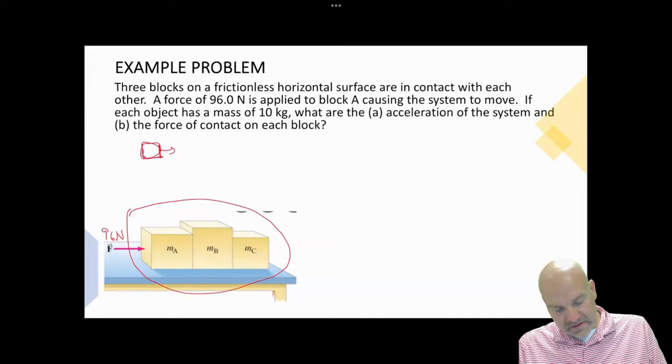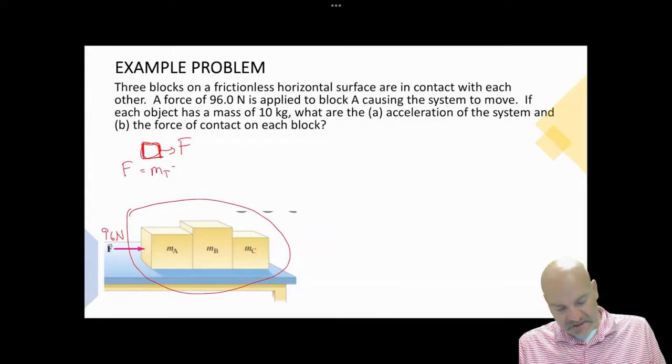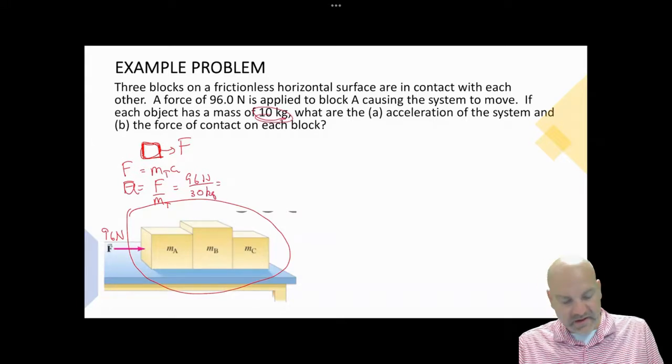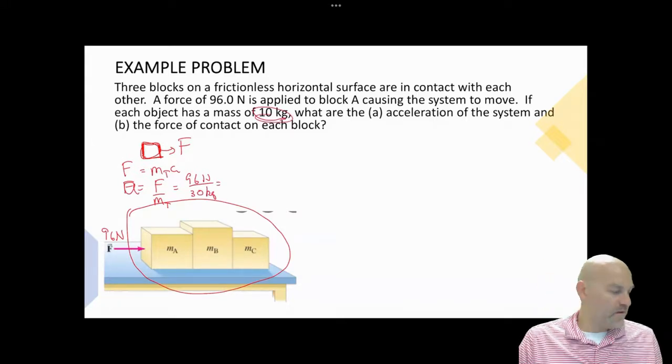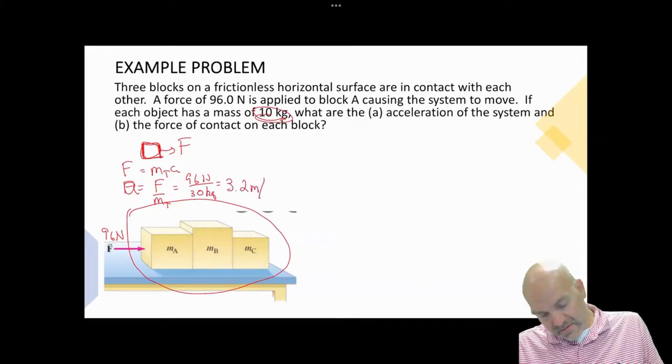Okay, so to find the acceleration, we're going to do our single system. So we only have one free body diagram, with one force. And so we're going to say force equals m total a. So I'm going to divide: F divided by m total. It's just going to be 96 newtons divided by 30 kilograms, because it tells us that each block is 10 kilograms. So 96 divided by 30 is going to be 3.2 meters per second squared.